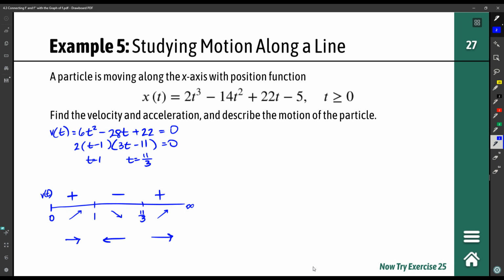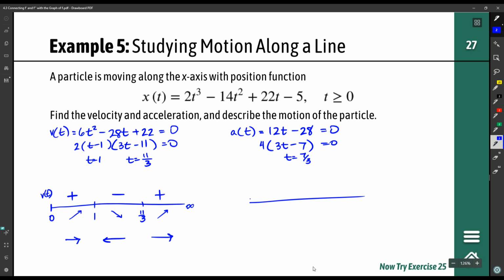We can also take a look at the acceleration and learn some ideas about the motion of this particle there. So the acceleration function is going to be 12t minus 28. We'll set that equal to 0. We see here that we can factor out a 4. That leaves us with 3t minus 7, and that means we have a second derivative critical number at t equals 7/3. So our number line again starts at 0, moves to infinity, and we have a partition at 7/3.